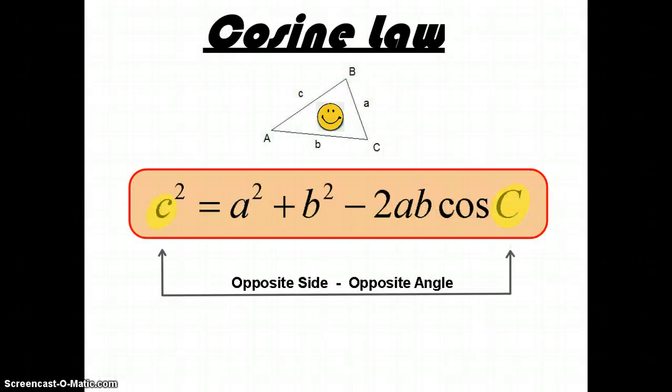This is what cosine law looks like. I have c squared equals a squared plus b squared. That's like the Pythagorean theorem, except I have the minus 2ab cosine of C. What should we notice? That the opposite side and opposite angle are on opposite sides of the equation. That's very important for you to remember. The other stuff inside is just the other two sides, but the angle in question will determine the side that goes at the end.